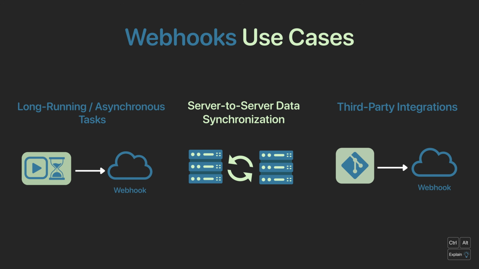Second use case is server-to-server data synchronization. When one system changes, another system needs to stay in sync automatically. For example, a payment provider confirms a payment, and your backend immediately updates the order status without polling the payment API every few seconds. And last one is third-party integrations. Webhooks are a natural fit when your application depends on external services. One example is a Git hosting platform sends a webhook when new code is pushed in, automatically triggering your CI/CD pipeline.